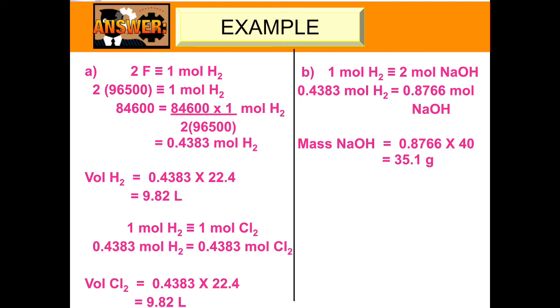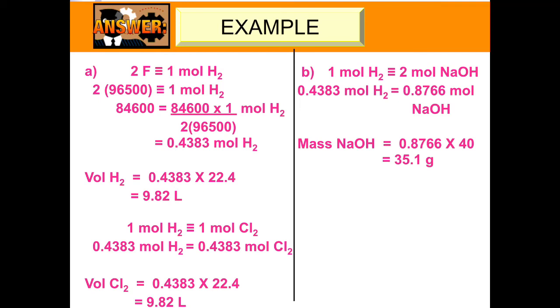To solve this question, first we write down the relationship between 2 Faradays and 1 mole of hydrogen gas. 2 Faradays means there is 96,500 coulombs. But in this electrolytic cell, we only have 84,600 coulombs. So, to find out how many moles of hydrogen gas, we will do the stoichiometric calculation: 84,600 coulombs times 1 divided by 2 Faradays. And we will get the answer 0.4383 mole of hydrogen gas. To convert the moles into volume at STP, we multiply the number of moles by 22.4 and we will get the answer 9.82 liters.